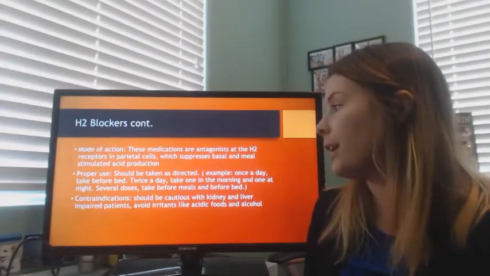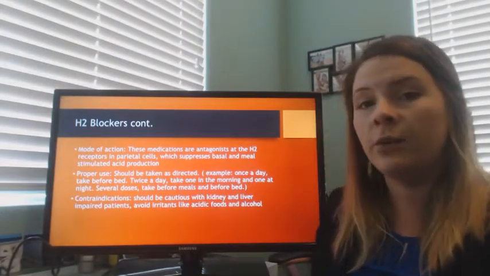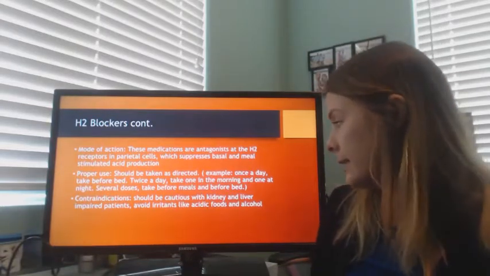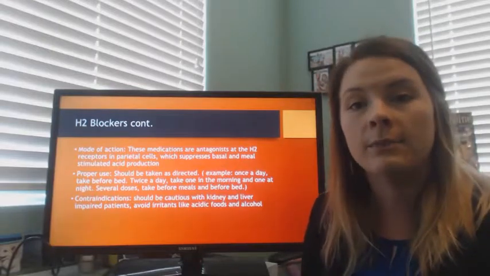Contraindications for this medication include if you have kidney or liver dysfunction, and also to avoid irritants like acidic foods and alcohol when taking these medications.